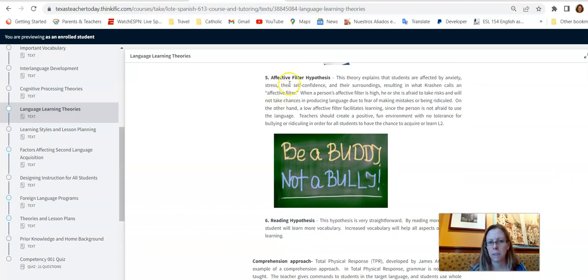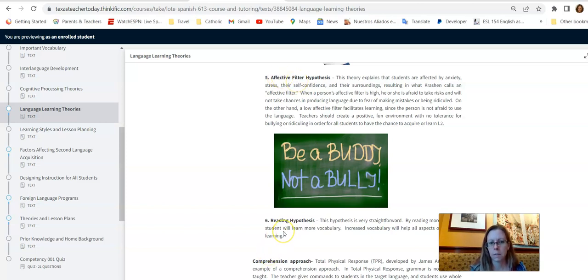Next, we have the affective filter. Notice this is affective with an A, filter hypothesis. That says we want to create an environment where students feel safe producing language and taking risks. So where their affective filter is low, where they're not afraid to take chances and produce language, so they don't think they'll be made fun of or ridiculed if they make a mistake. So that's called affective filter. Again, we want that filter to be low.